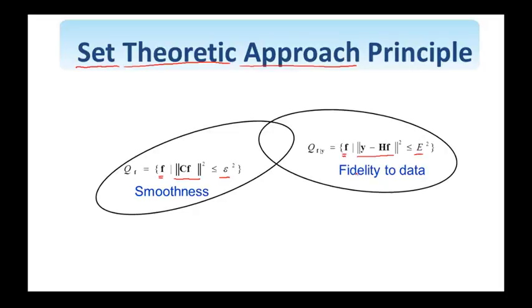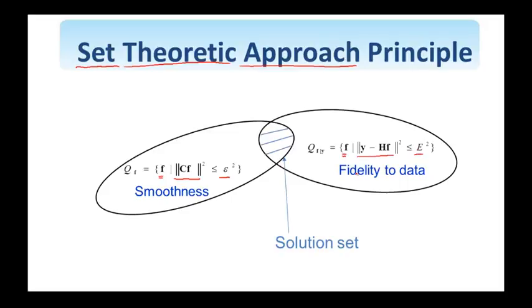So we are looking for an image that has both of these properties. It's smooth and satisfies the fidelity to the data. Therefore, we're looking for an image that belongs to the intersection of these two convex sets, and this intersection is going to be convex as well, since the sets are convex. So this is the general setup of a set-theoretic approach.